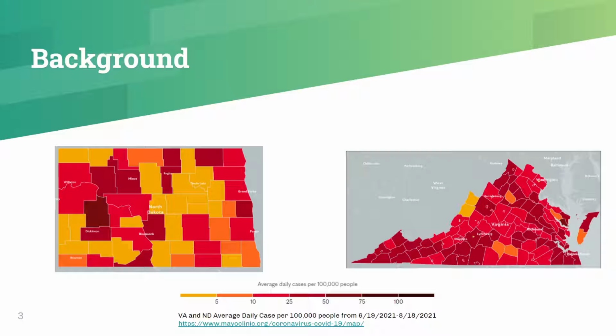A factor to consider is that different locations will be affected differently, mostly due to infection and vaccination rates. In the US, for example, there are notable infection variations in different localities, as can be seen in the infection maps of Virginia and North Dakota.